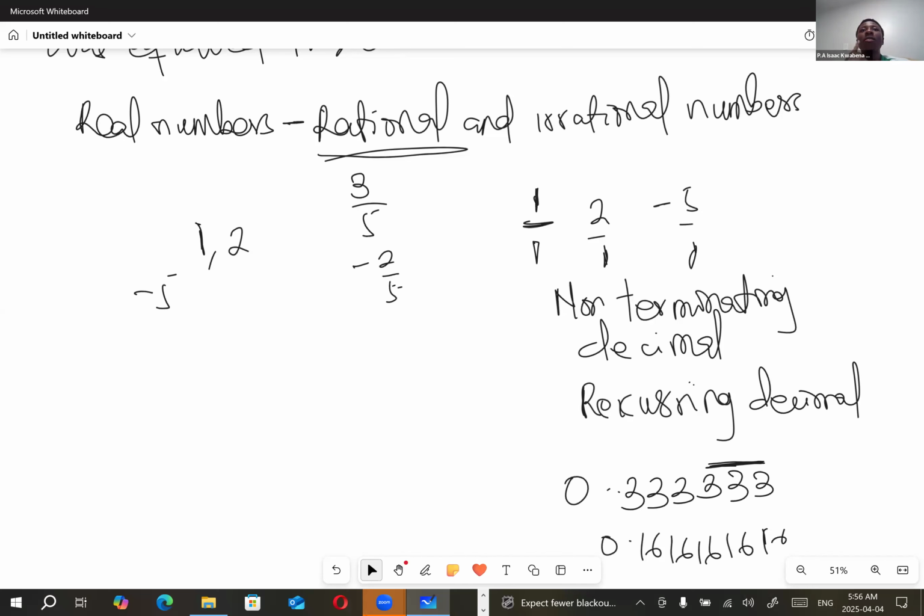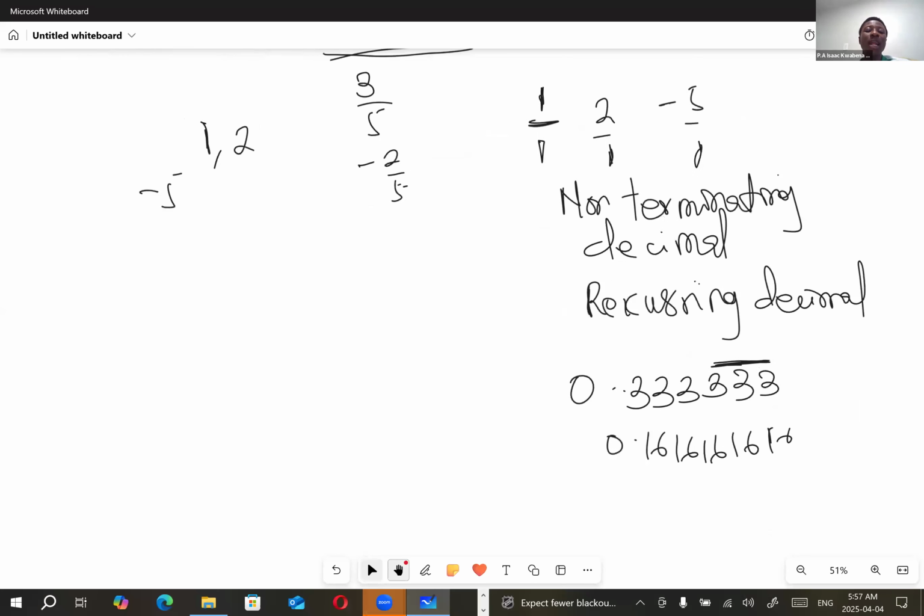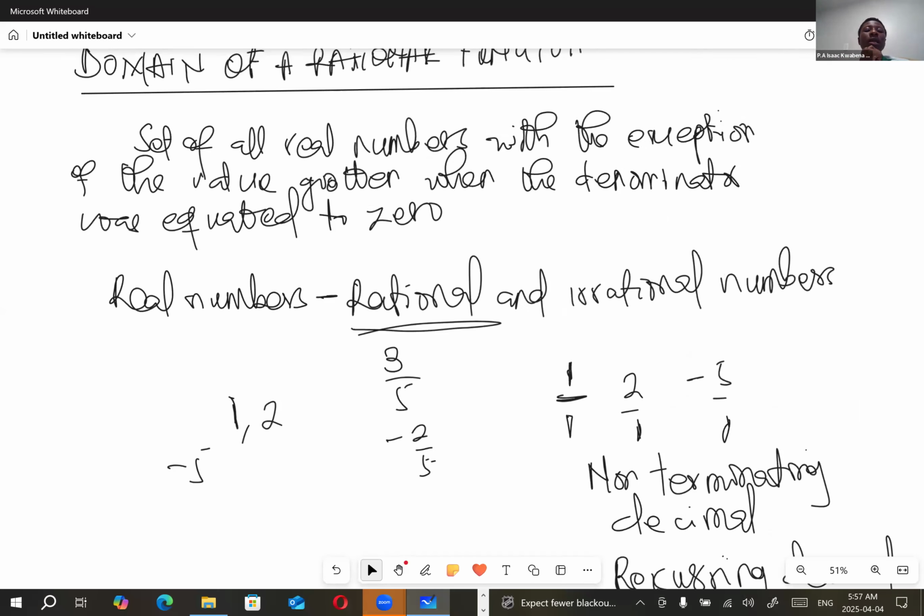So in an exam, your answer must be a real number. Any answer at all is a real number. Do you understand? Okay, back to what we're talking about, domain. So I said you set the denominator to 0. Then with the result you get after setting it to 0, you tell the examiner, oh, the domain of the rational function is the set of all real numbers, with the exception of the values you found.